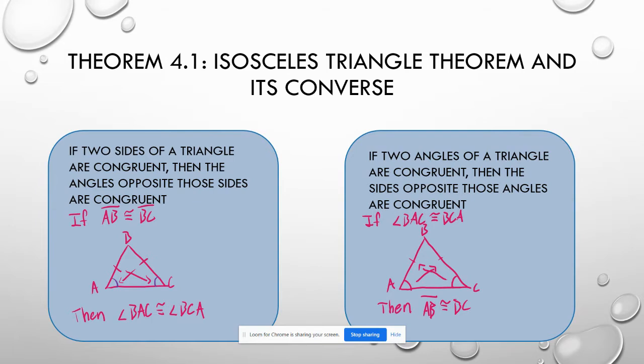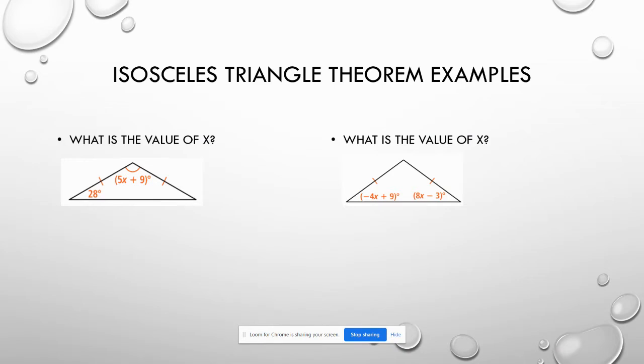And then we also have the converse of that statement. You'll remember back in chapter 1, we're just flipping the hypothesis and the conclusion. So if two angles of a triangle are congruent, so if I tell you that angle BAC is congruent to angle BCA, then the sides opposite those angles are congruent. So that would tell us that AB is congruent to BC. So let's put those into practice.